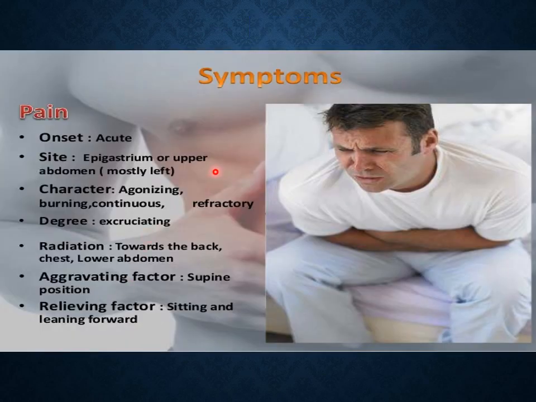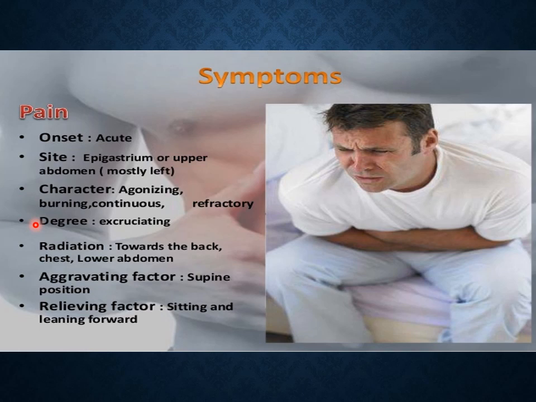This is a picture showing you the classical picture of pain in severe acute pancreatitis. I said the onset is acute, in the epigastric region or upper abdomen, mostly on the left side. The character is agonizing, very severe pain, burning, continuous, and most of the time it does not relieve with normal medication.